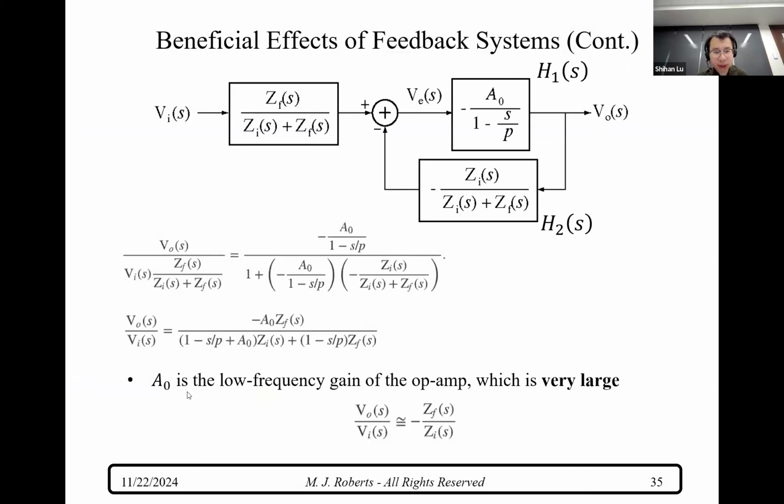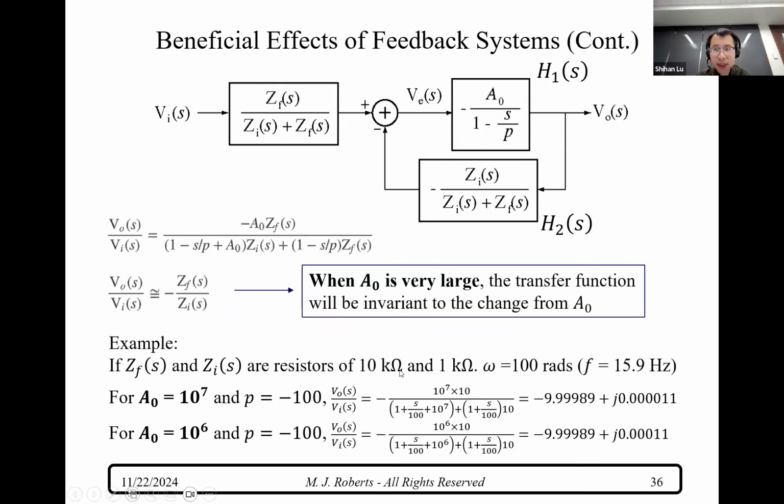So, using the observation that A naught, the low frequency gain of the op amp, is typically very large, we can simplify the original transfer function, which is in this form. Using the fact that A naught is extremely large, we can simplify it into this form, which only has two terms left, which are the ZF of s and the Zi of s. And let's see how this goes.